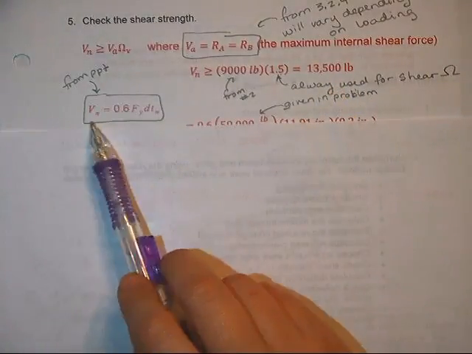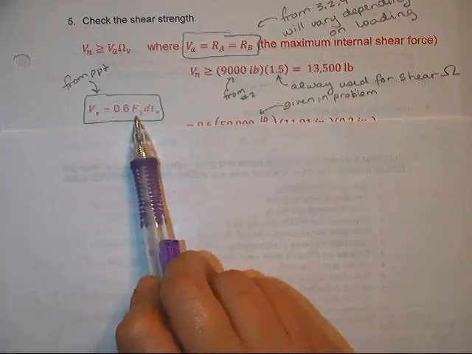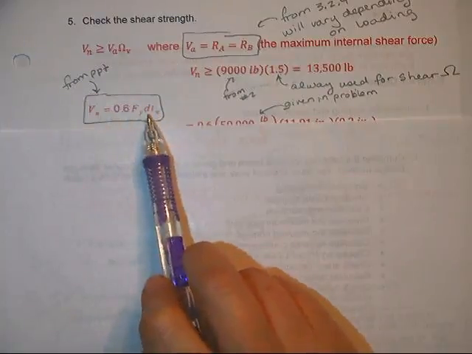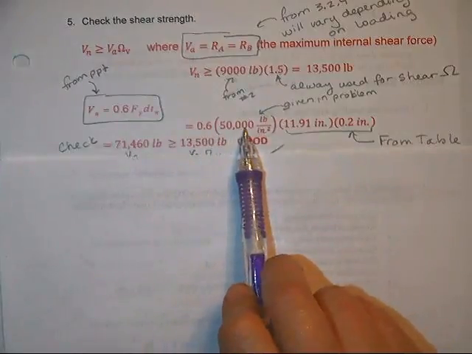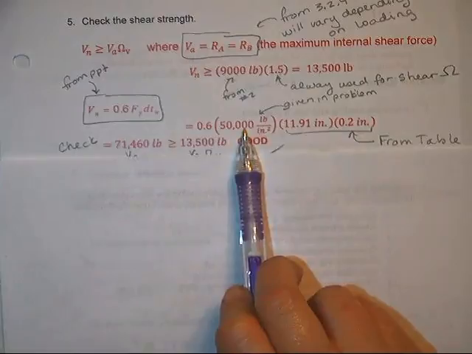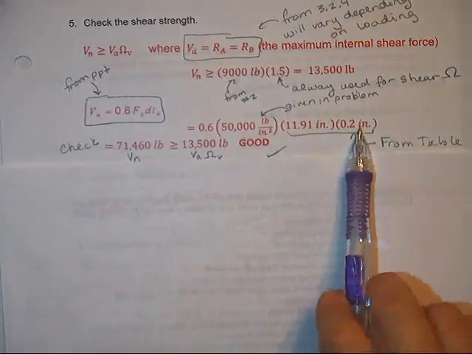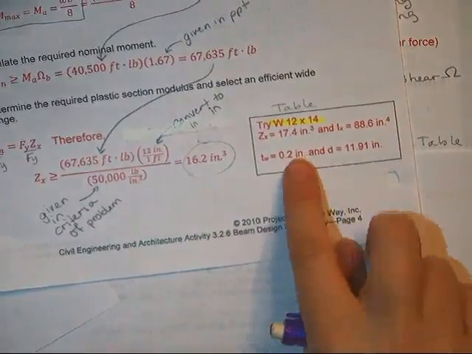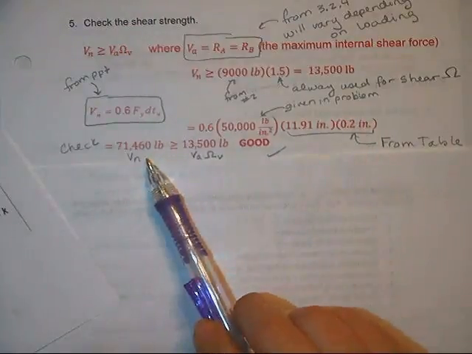Then I also need to calculate Vn. Vn should be equal to 0.6 times Fy times d times the thickness. This is from the PowerPoint. These two numbers, I'll show you right here. So this number right here was originally given in our problem under the criteria. Fy was given right there. And then these two are the numbers we just got from our table that we wrote down. That's the tw and the d. It's the area of the web. Plug these in, put it right here.